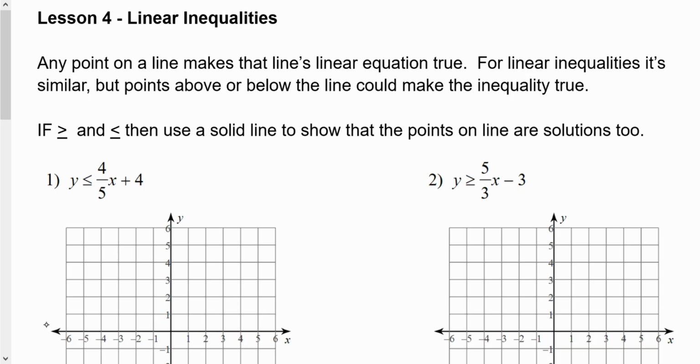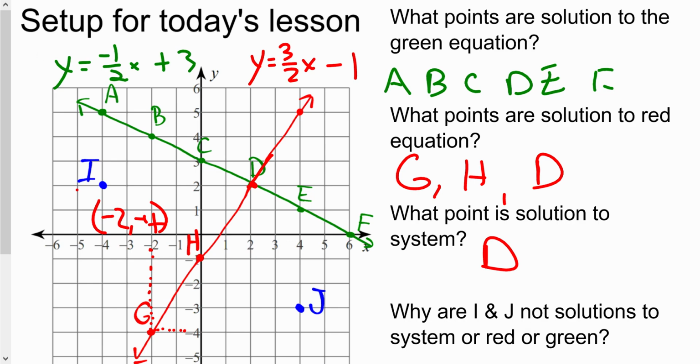Now, any point on a line makes that line's linear equation what? True. For linear inequalities, it's very similar, but the points above or below the line could make it true. But that very first statement, the point on the line makes the linear equation true. That's what we were looking at over here. Any dot on that green line makes the green equation what? True. Any dot on the red line makes the red equation true.